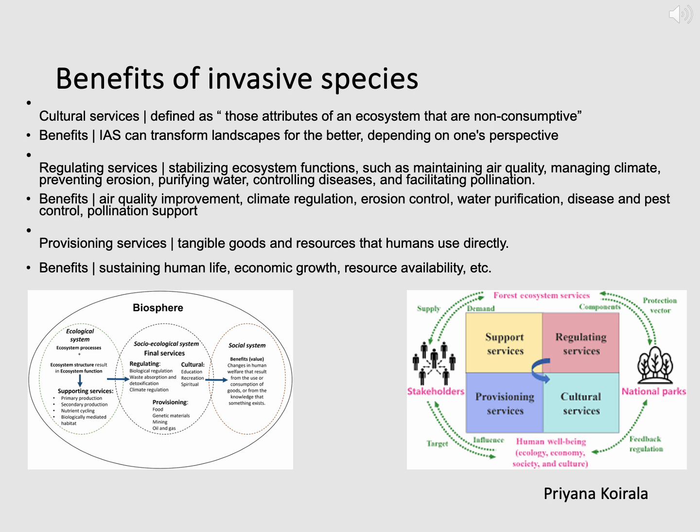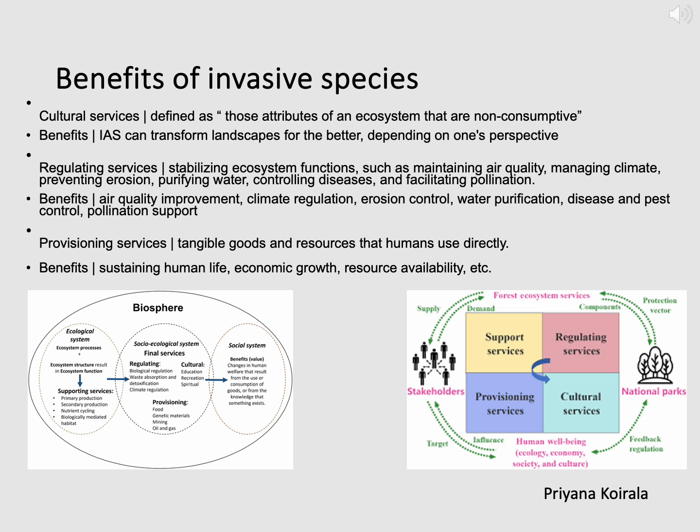Now let's talk about how invasive species can contribute to regulating services, which help maintain ecosystem stability. While many invasive species disrupt ecosystems, some provide unexpected benefits. For instance, certain invasive plants can help control erosion by stabilizing soil in degraded areas.